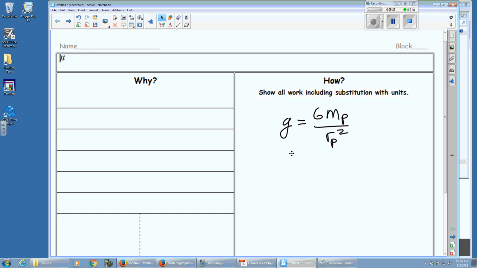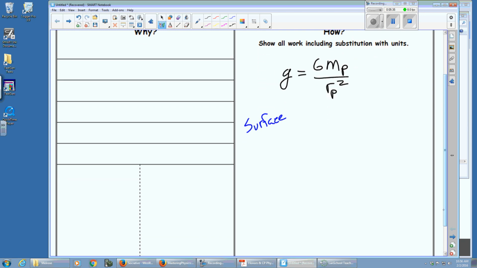So for the surface of the Earth, we know the value of little g: it is 9.81 newtons per kilogram. We've been using that for a while. That value comes from the gravitational constant, big G, and the mass of the Earth, and because we're on the surface of the Earth, you'd use the radius of the Earth on the bottom.